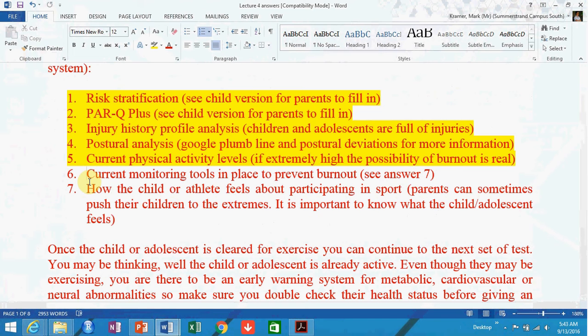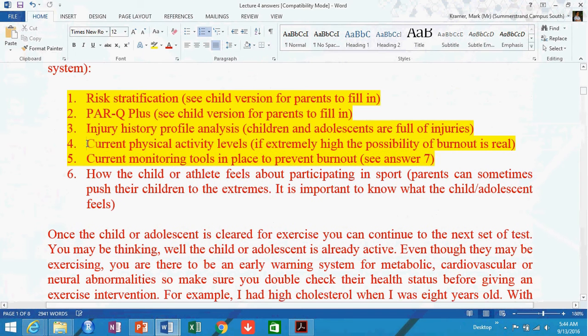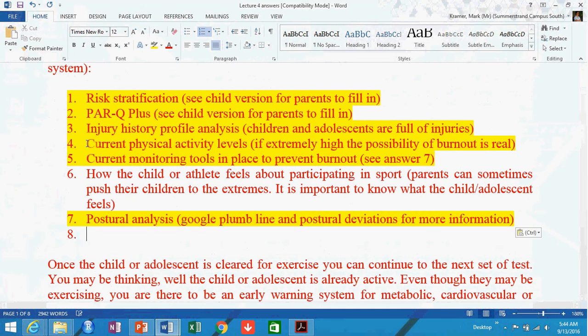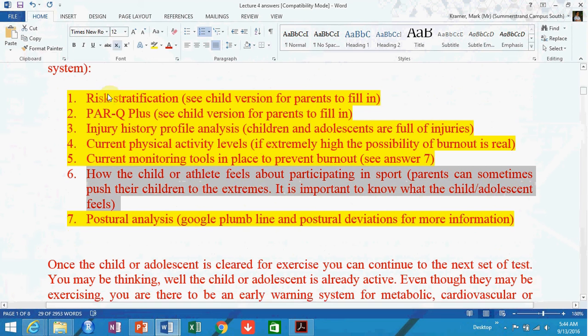Okay. Your next assessment will also be current monitoring tools in place to prevent burnout. So again, still sitting with the questionnaires. So before you've even left, we can maybe actually take that one out. And then these are all your assessments that you do before you even leave the chair that you're sitting on.